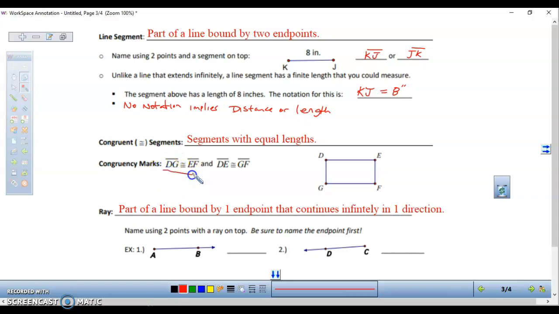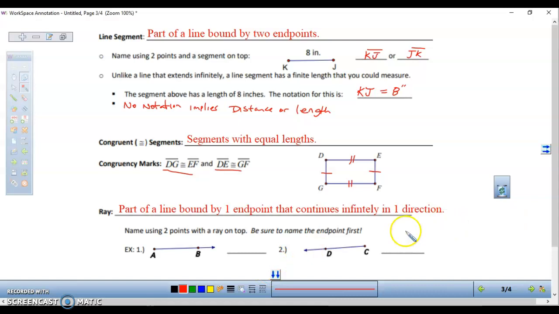So if I know that DG is congruent to EF, I can mark they're congruent. If I know that DE is congruent to GF, I can mark they're congruent. But there's a problem right now. I have one tick mark on every segment, but not all segments are necessarily congruent. So if you wanted to have a different set of congruent segments, you could use 2 tick marks, or 3 tick marks, or 4 tick marks. So by looking at this picture, I know DG is congruent to EF, and DE is congruent to GF.